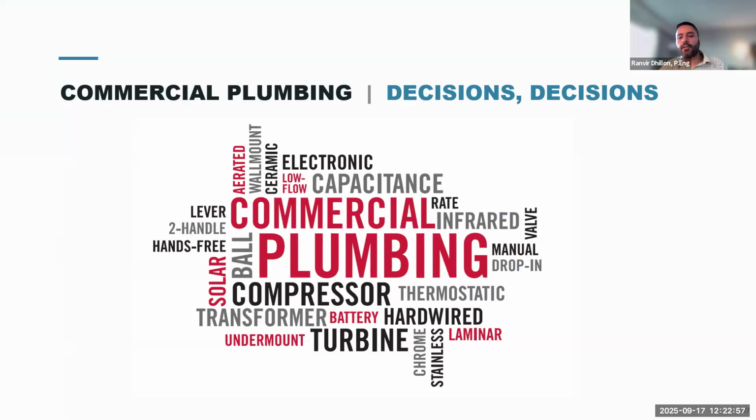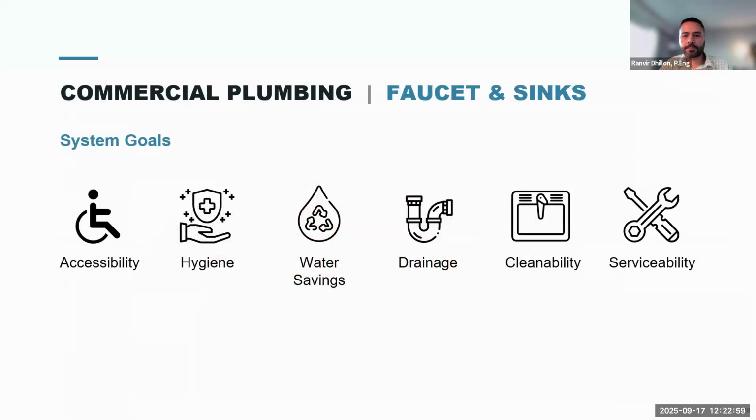So let's start by looking at faucets and sinks. First and foremost, the faucet and sink need to be thought of as a system. They need to work in unison. What do you think the goals of the system are? It's accessibility, so the ability for everyone to use the wash station, hygiene, reduce the bacteria transport, backsplash, that kind of thing. Water savings where possible, of course. Drain line waste transport, so how's the wastewater going to drain through the lines? Cleanability, as we talked about, to make sure that it's easy to clean and can stand up to the products, and serviceability. So how are we going to maintain this?